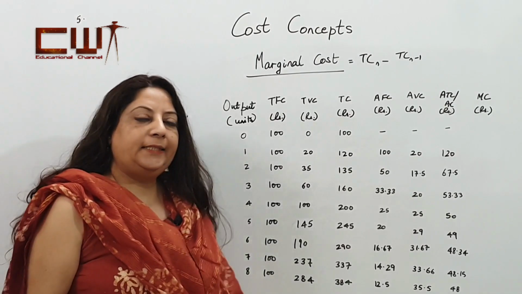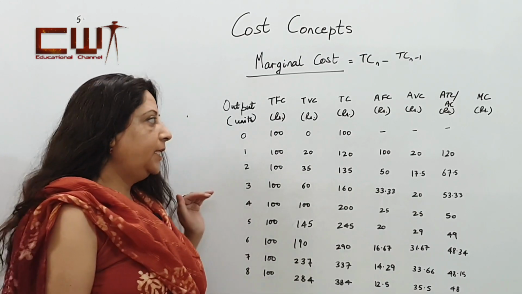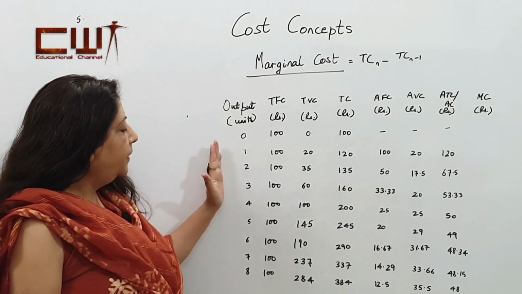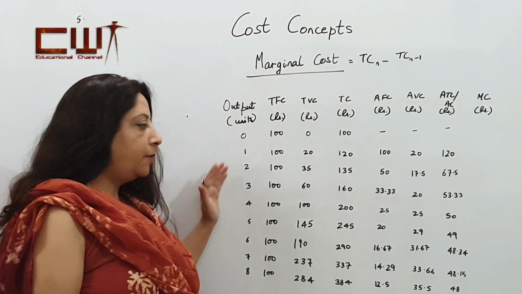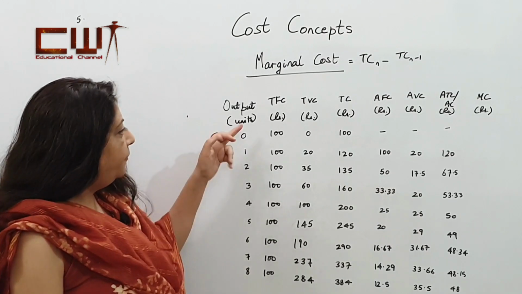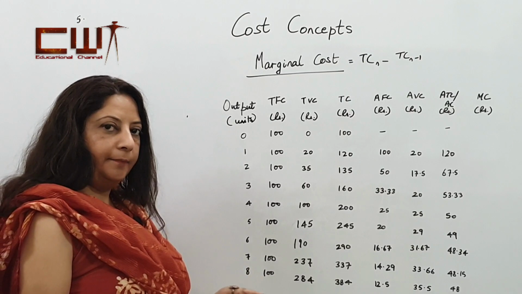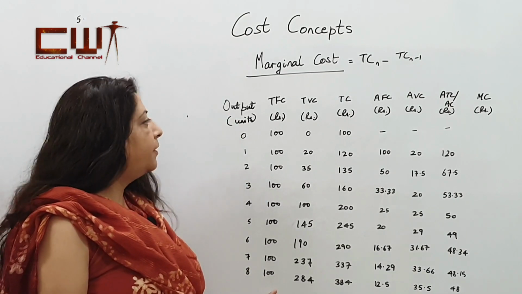Let us understand all these cost concepts, fixed cost and variable cost, with the help of a table. In the first column, we are showing the output, which is in units from 0 to 8. Then we have the total fixed cost, which is constant at ₹100. So this remains the same at all levels of output.